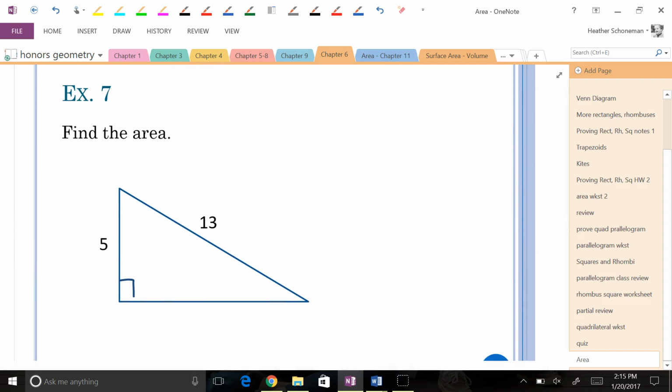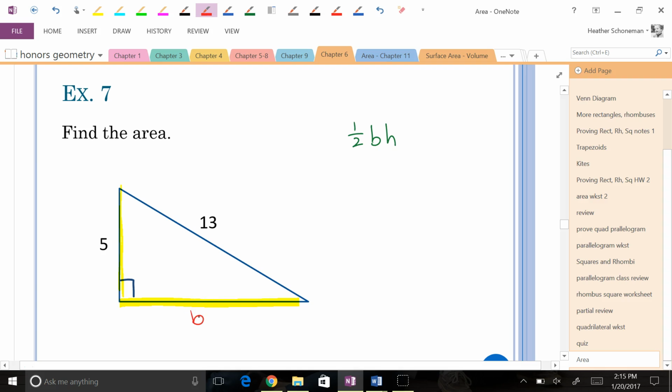Let's look at number 7. Number 7 is a right triangle. Well, we've got no problem knowing that the area of the triangle is 1/2 base times height. And we know that the base and the height form a right angle. So these two are going to be my base and the height. So clearly I'm missing some information. What I'm missing is this base.